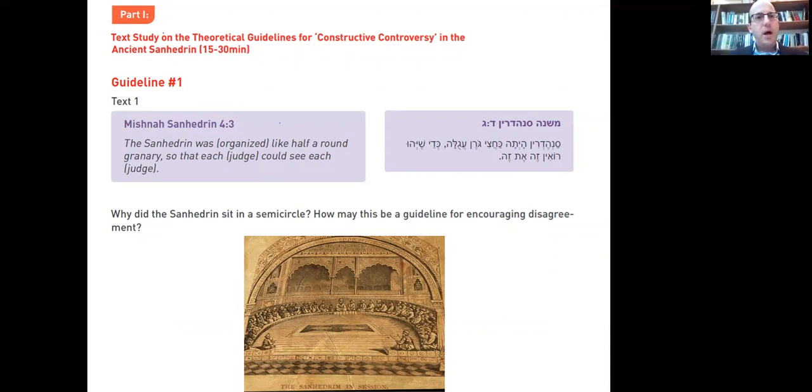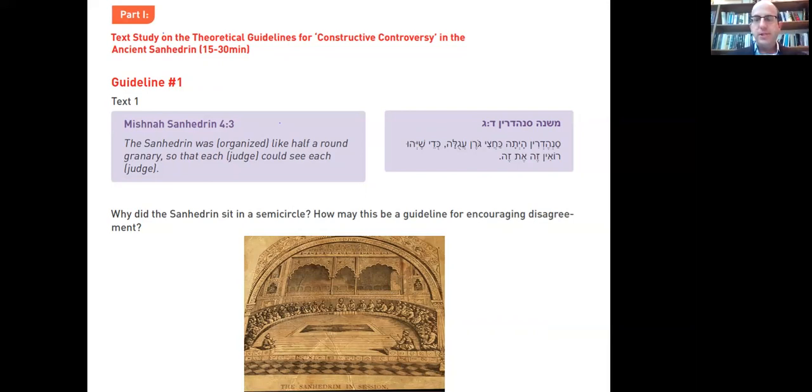The first guideline, a Mishnah, third century, describes how the Sanhedrin would sit. The Sanhedrin was organized like half a round granary so that each judge could see each judge. And there you have the picture where, according to most traditions, the Nasi and Av Beit Din, meaning the prince or the president, the head of the Sanhedrin, the head of the court, are sitting right there in the middle, okay? And everybody else is in a half circle, with the disputants, when there was a case of dispute, sitting facing them. And then where we're standing, looking at that picture, if you will, were rows of students.